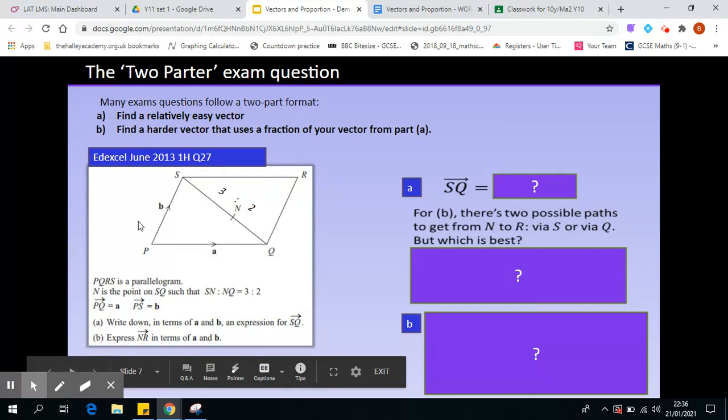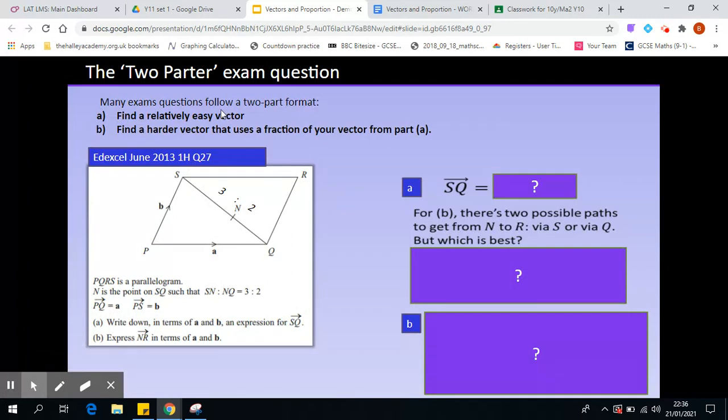Let's look at another example. Now this is a two-part exam question. This question was asked in June 2013 and it's question 27, hence it's a grade 7, 8 or 9 question. Now let's see how we can answer these questions.